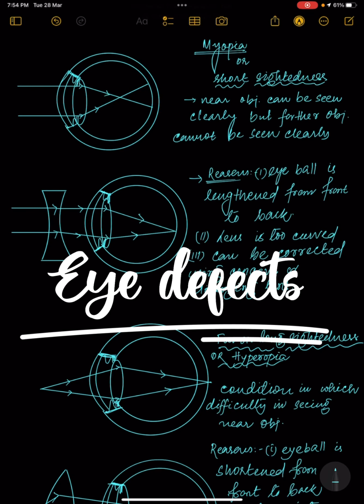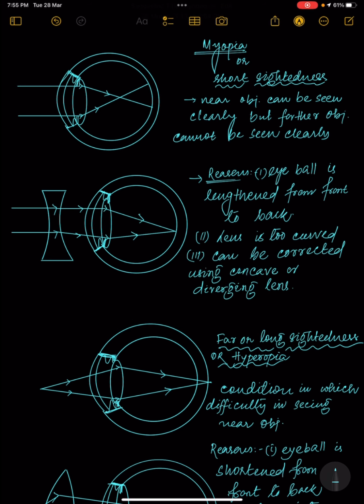Today we'll be talking about some of the eye defects. First of all, we'll discuss myopia, or short-sightedness. Here are the diagrams of how the image is formed. In case of myopia, the image is formed in front of the retina.